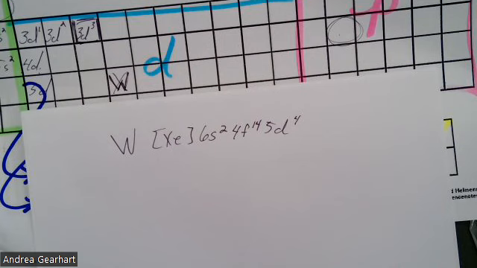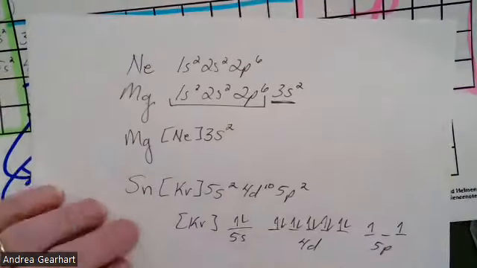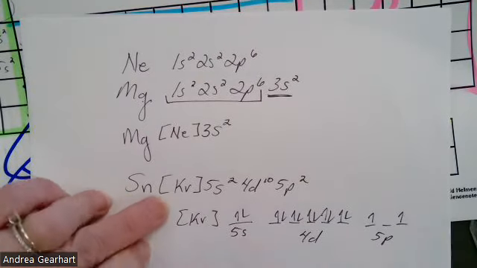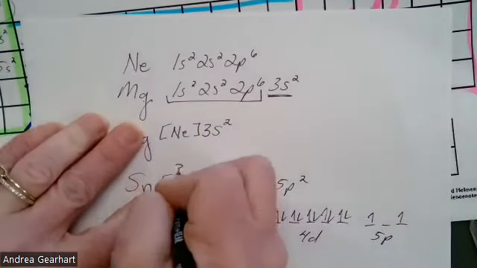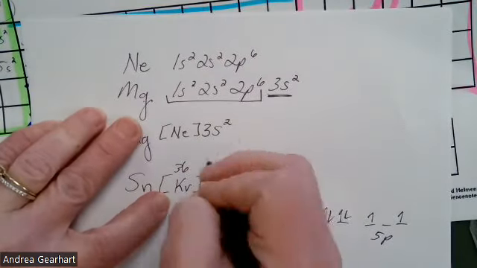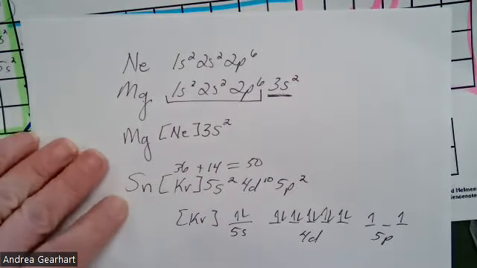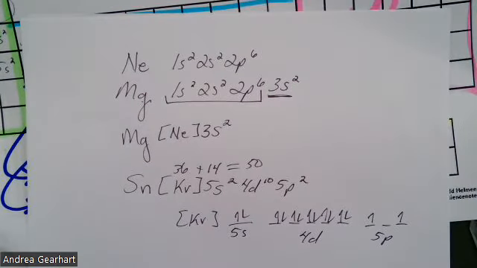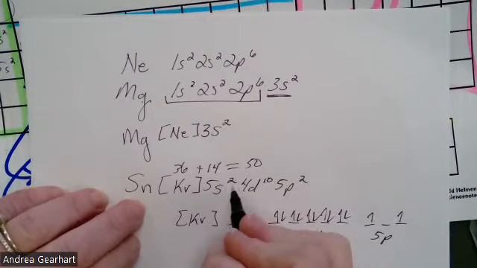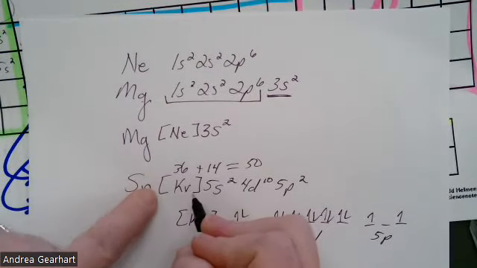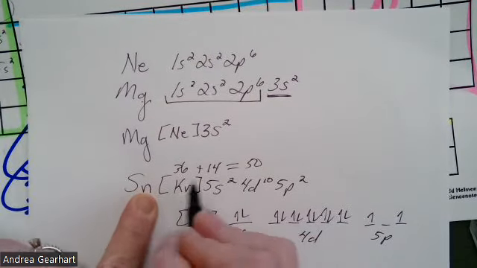Okay, so if you add up, like for tin, krypton has 36 plus 14. And so that gives us our 50 total, which is what we need for tin. So we could double check really quickly by adding up what you added to the electrons the noble gas has.